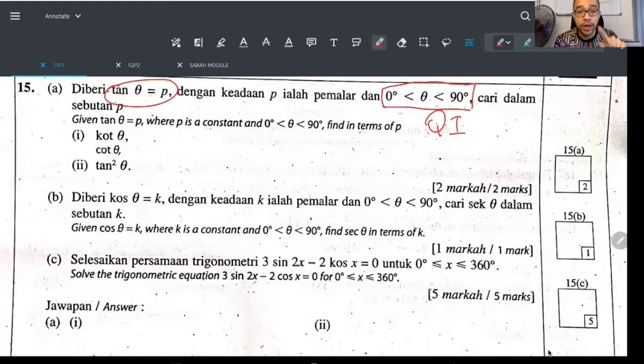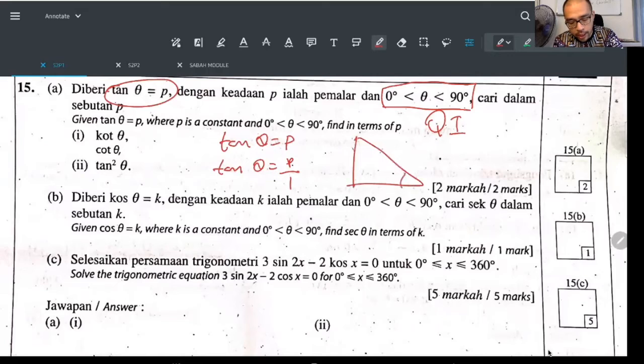Now, usually, when I see this kind of question, my first instinct is to form the triangle, because tangent theta equals P also means that tangent theta equals P over 1. So I can basically form the right angle triangle. I have theta over here, P is opposite, this is P, this is 1, and this will be square root of P squared plus 1. And I can find virtually any trigonometric ratio I want. This is usually how I would approach this question.